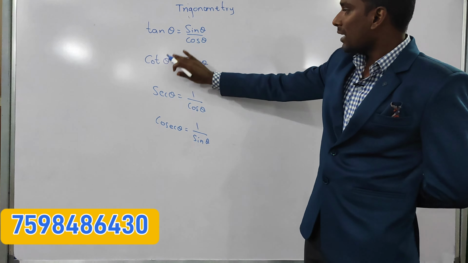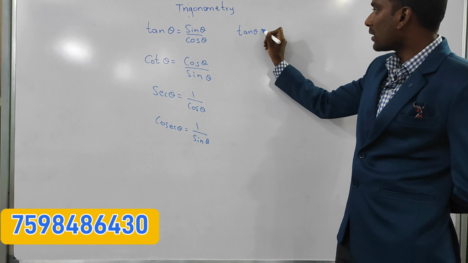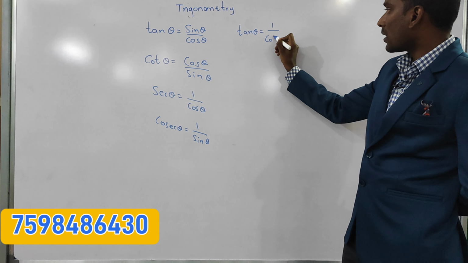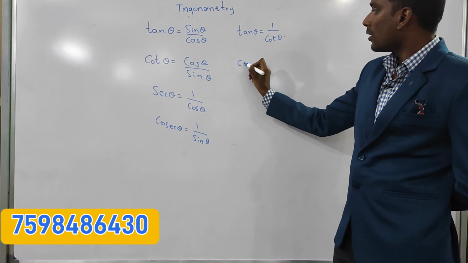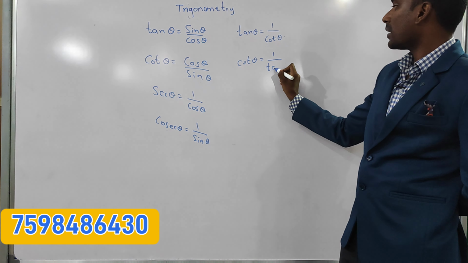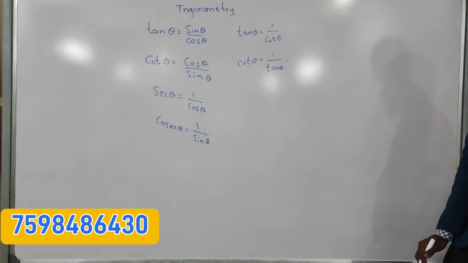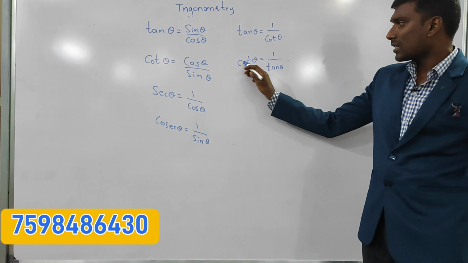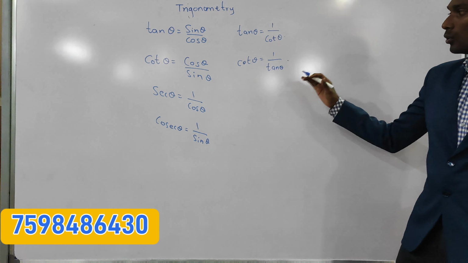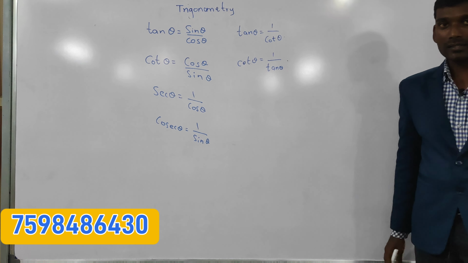Next, tan theta can be written as in terms of cot theta. So the formula is tan theta is equal to 1 by cot theta, or cot theta can also be written as 1 by tan theta. So these are the basic formulas that you need to know to solve the trigonometrical questions based on this.